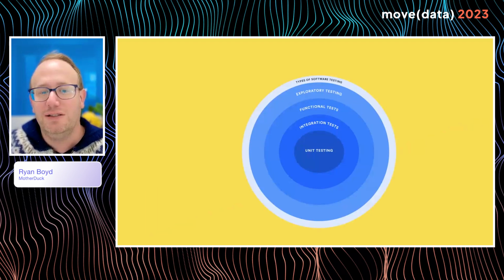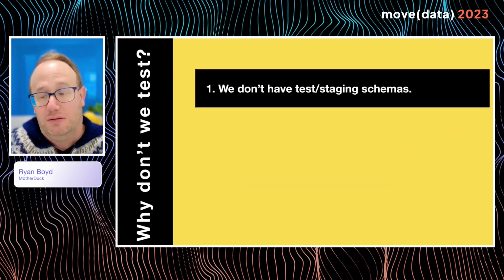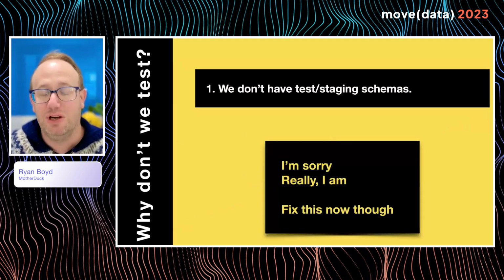There are a whole variety of different types of tests. This is a diagram from Atlassian. With data engineering, I think we should focus really on unit testing and integration testing. Now, why wouldn't we do this testing? What are the objections to doing the testing? One of them is we don't have test and staging schemas. Well, I'm sorry.